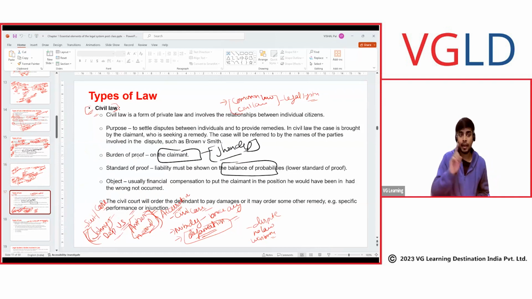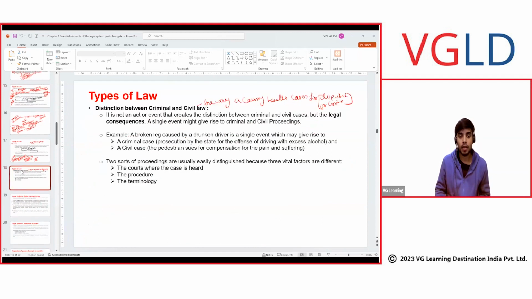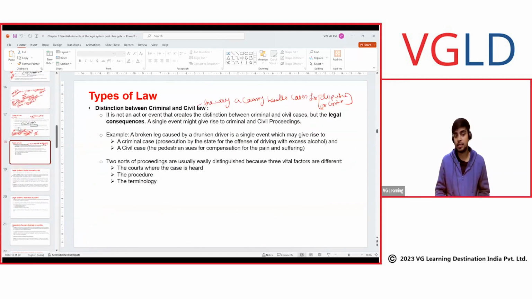Here, there would be a claimant, and the burden of proof would be on the claimant. The case was filed by Mr. Johnny Depp, so the burden of proof was on him. In this case, the evidence required was basically the balance of probability, like circumstantial evidence suggesting whether he's actually right or not. Whereas in criminal law, the evidence should be beyond reasonable doubt. Okay, so this is what we discussed in the last class.